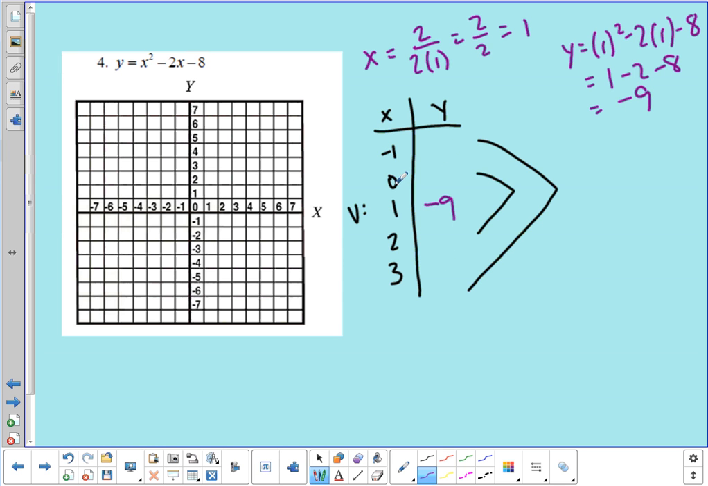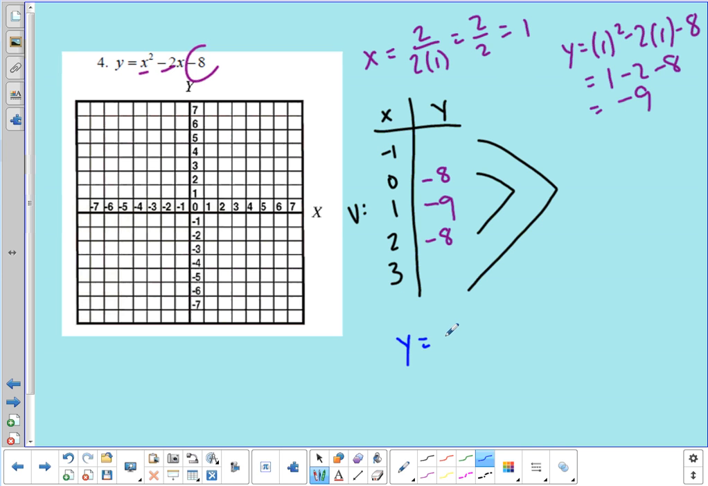Anytime I have 0, I always use 0 because I always know that it's just the y-intercept, which is negative 8. So that means this one's also negative 8. That helps me out a whole lot. Now I need to find either negative 1 or 3. It doesn't matter which one you plug in. I like to work with positives, so that's what I'm going to do.